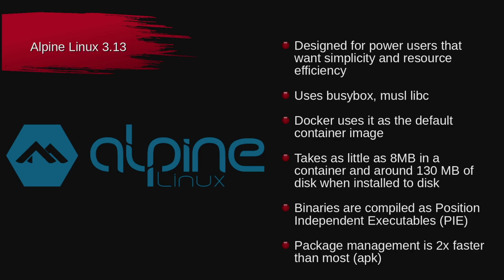Docker, as far as I know, still uses Alpine as its default image for containers. So it takes as little as 8 megabytes in a container and around 130 megabytes of disk when you install it. The binaries are compiled as position-independent executables, which makes it very hard for a hacker who has memorized the location of certain applications in memory to find the memory location of a specific application. It's just a security feature. Package management is about 2 times faster than most, and that is using APK.